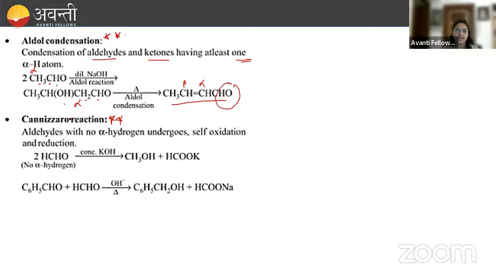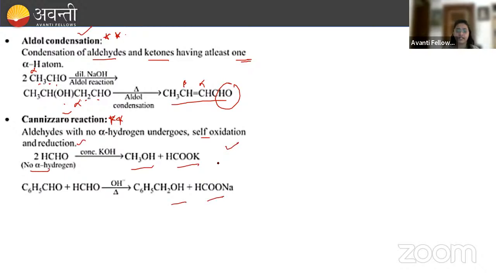The counterpart of this reaction is the Cannizzaro reaction, in which the key point is that if alpha hydrogens are present, then aldol condensation will take place. But if we do not have any alpha hydrogen, the reaction will still take place: self-oxidation and reduction will occur, and there will be formation of alcohol and salt. Alcohol and salt. Okay, remember this. This is a very, very important reaction.